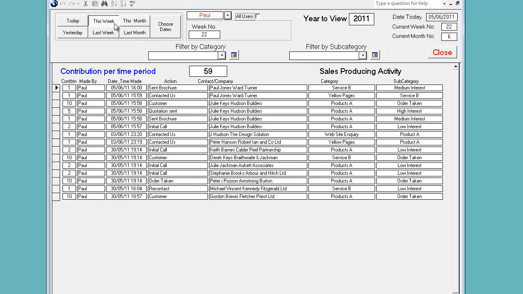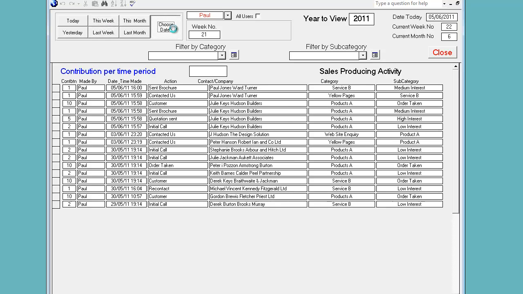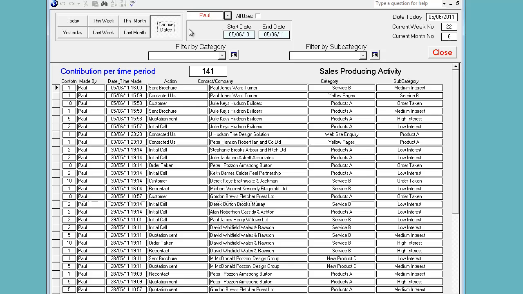Okay, so now you can see where all this information is going. At the moment I'm just looking at telephone calls made this week. I could look at last week. I could look at all of the contacts between these 2 dates.